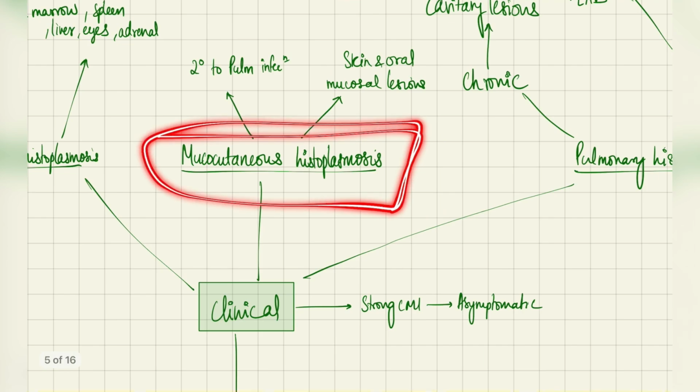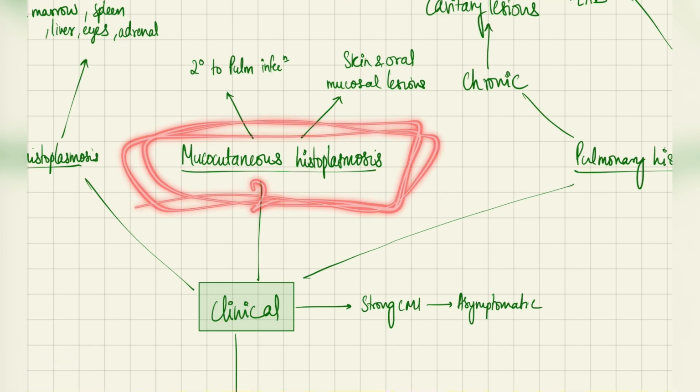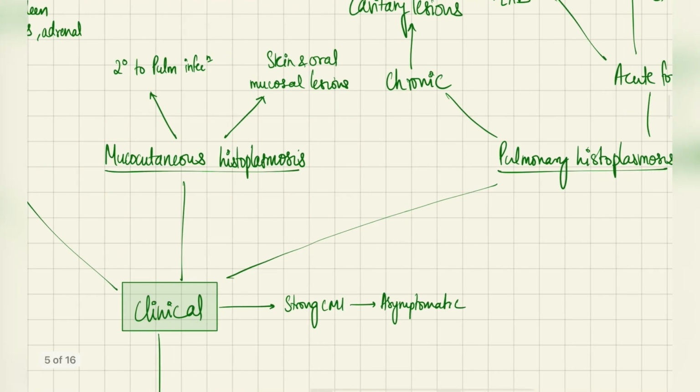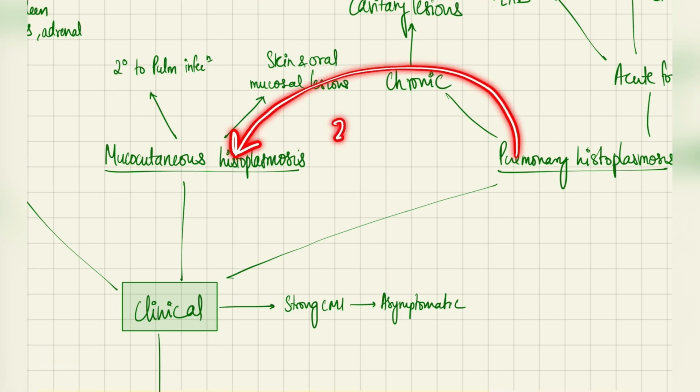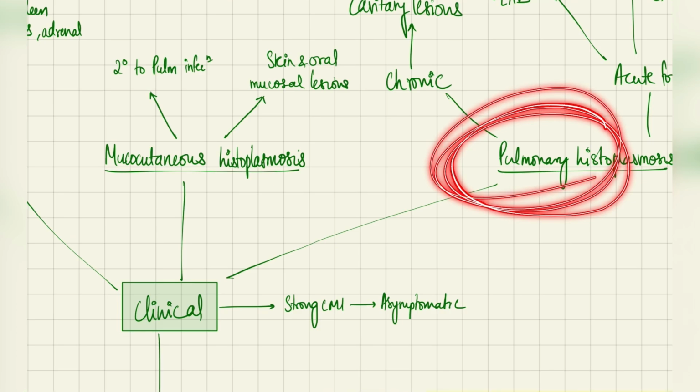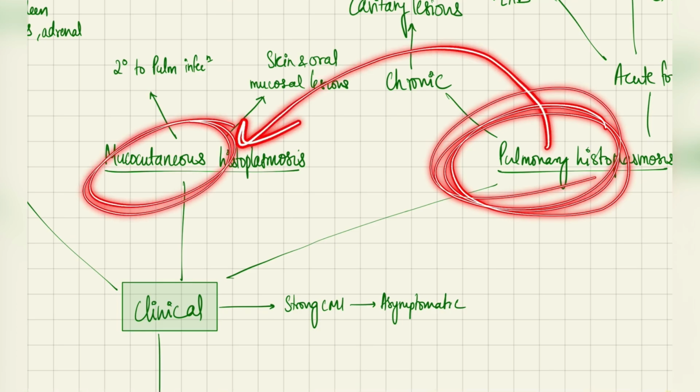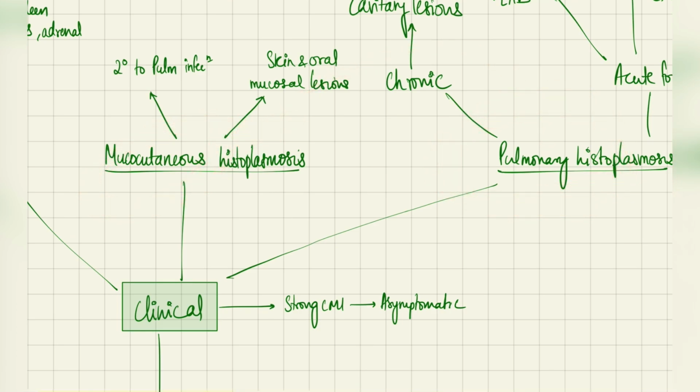Coming to mucocutaneous histoplasmosis, the second manifestation, this occurs almost always secondary to pulmonary histoplasmosis. That means first you'll get the pulmonary disease followed by a mucocutaneous one. It never occurs that there's a mucocutaneous manifestation alone. It's always pulmonary followed by mucocutaneous.